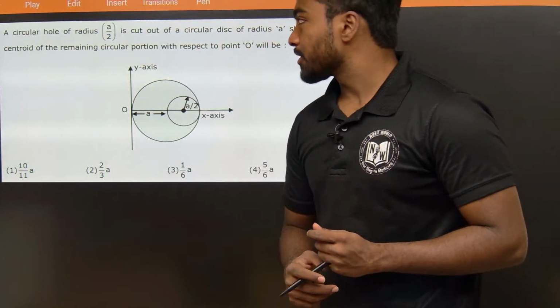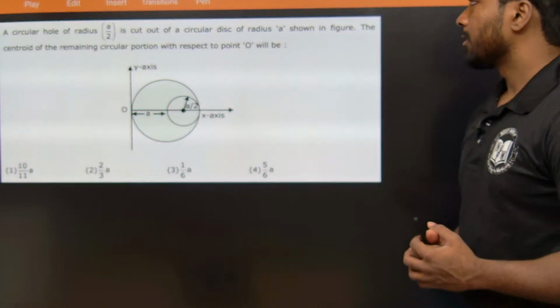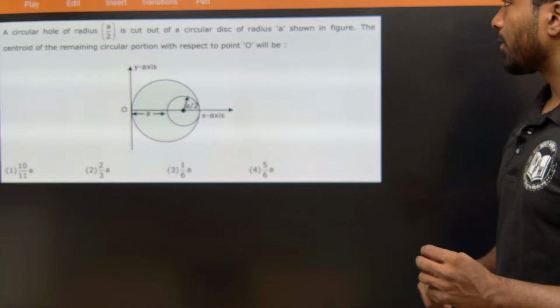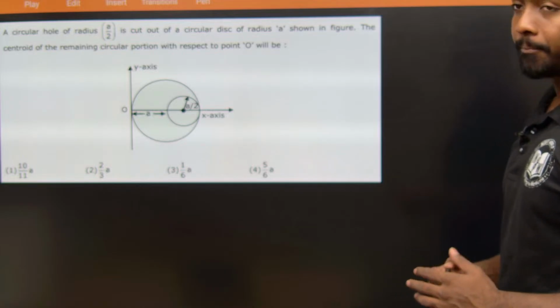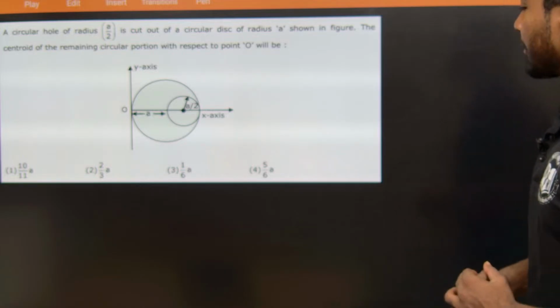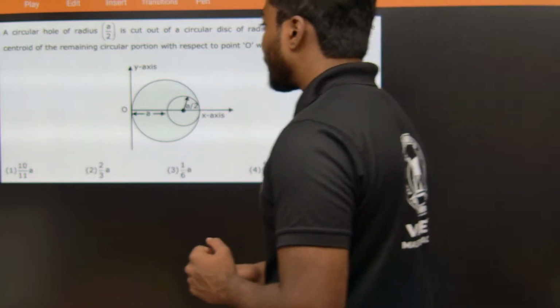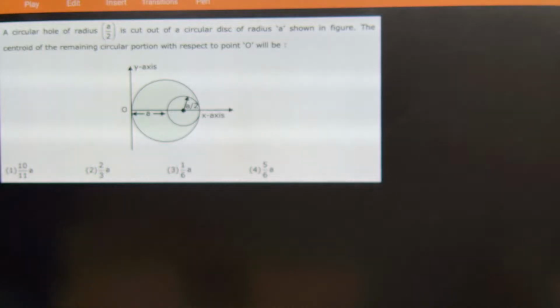We'll see the first question of this session: a circular hole of radius a by 2 is cut out of a circular disc of radius a as shown in the given figure. Find the centroid of the remaining circular portion with respect to O. First let me take what are the given terms in this question.